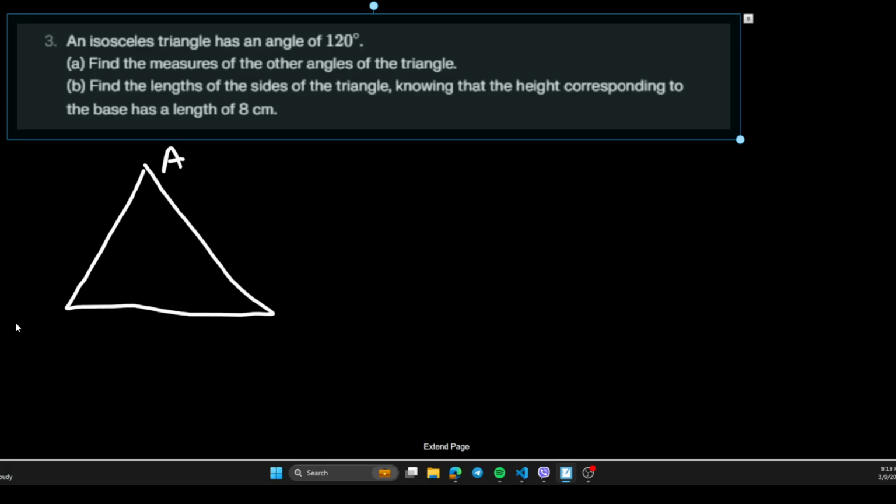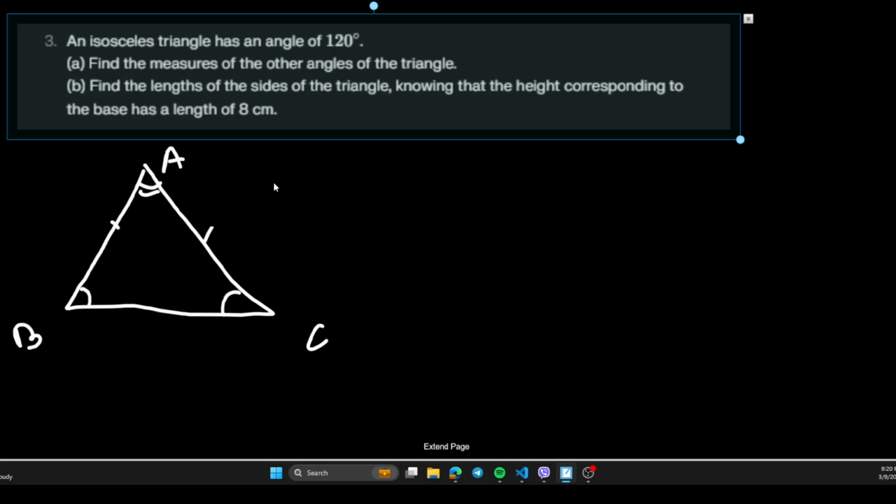Okay, isosceles triangle. Two sides are congruent, and also the angles at the base are congruent. This one and this one are also congruent. And the height corresponding to the base has a length of 8 centimeters. Just look, it's case A. So first case A and then B.